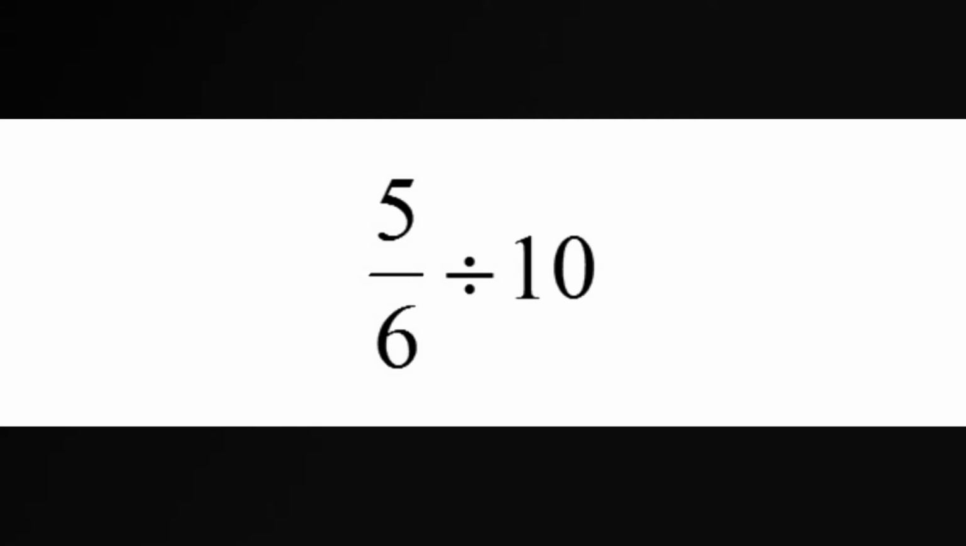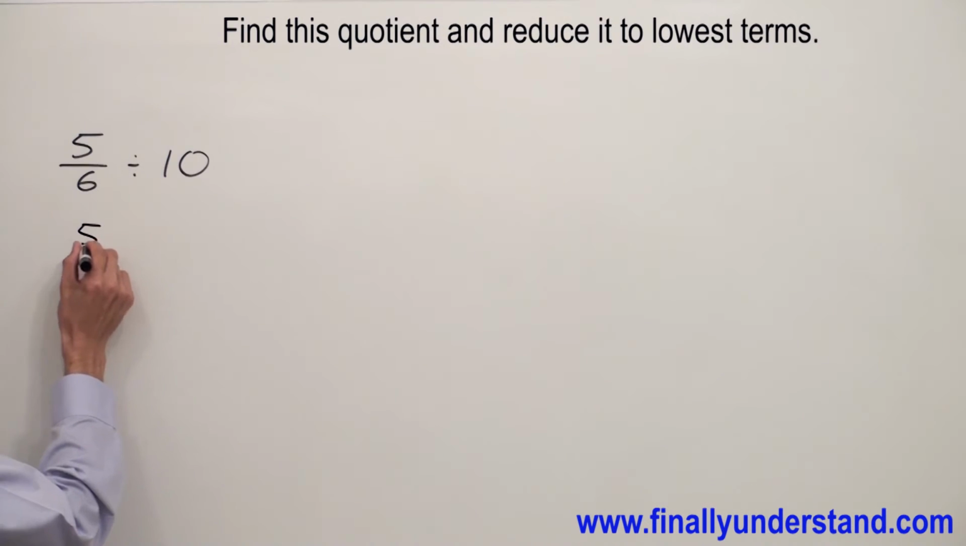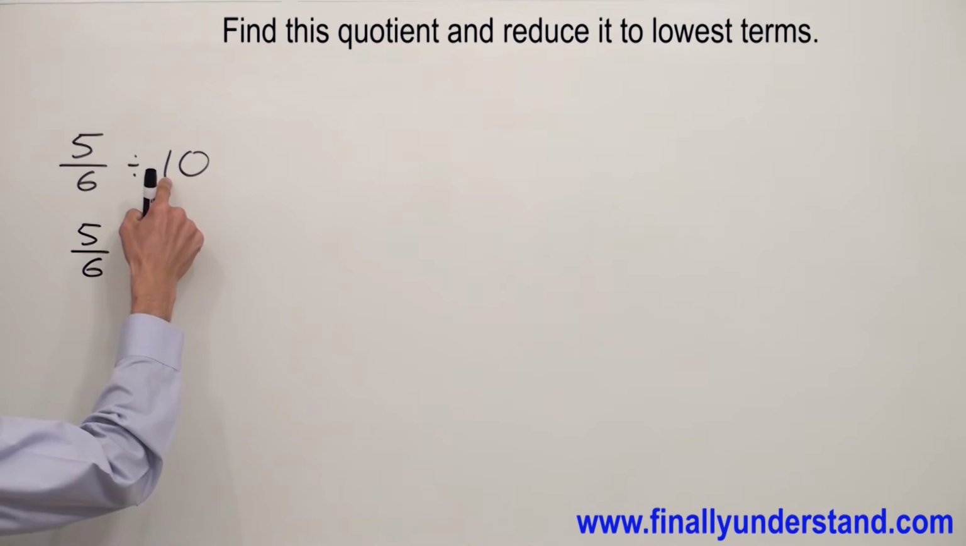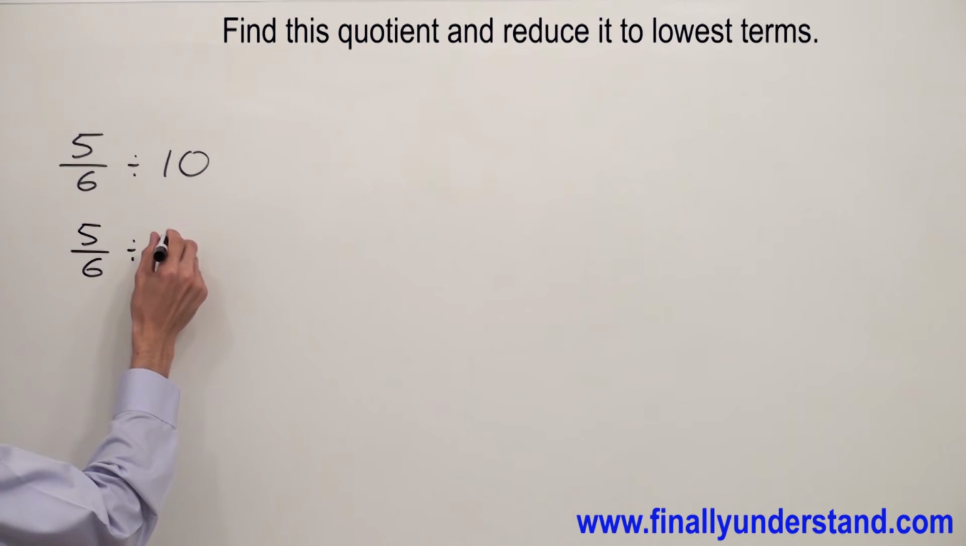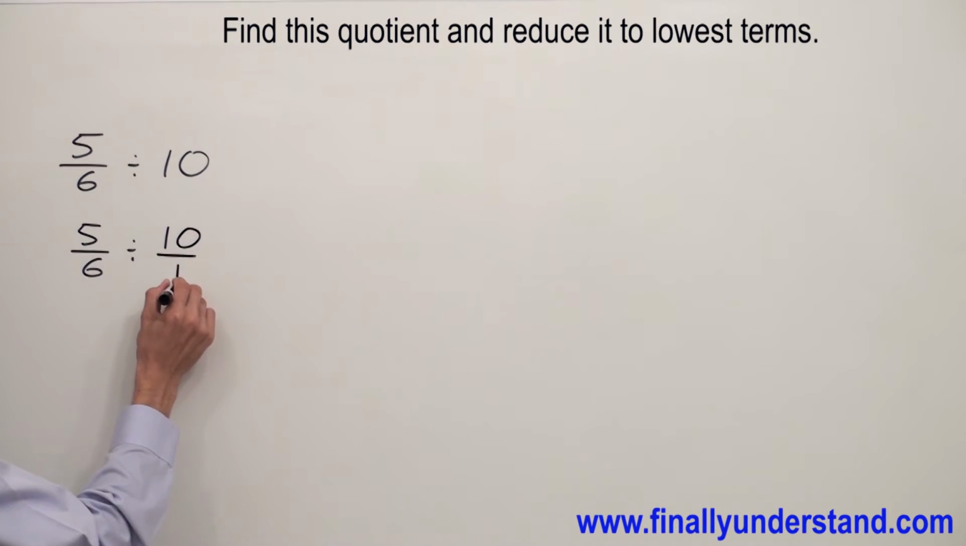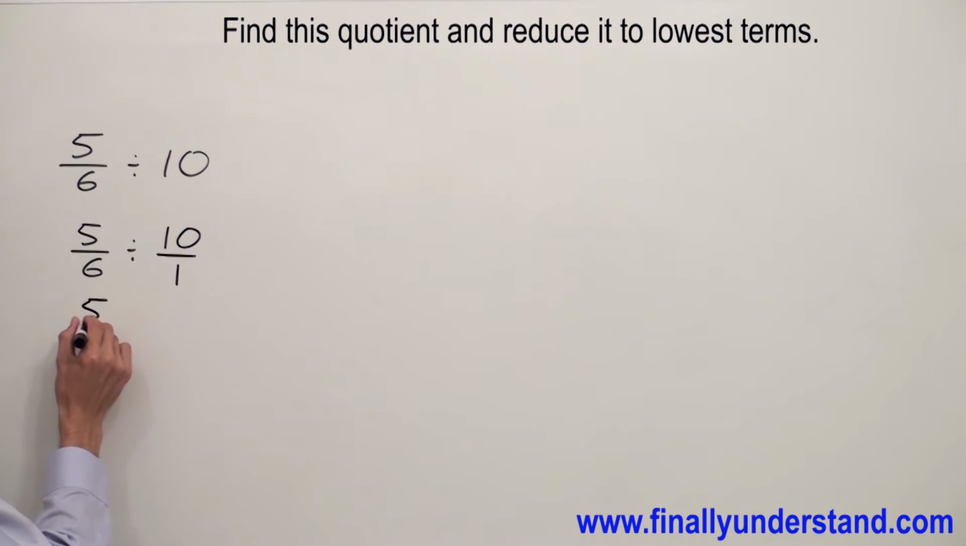5/6 divided by 10. Copy first fraction down. Divide by. Whole number convert to the improper fraction, 10 over 1. Again, I'm going to copy first fraction down.